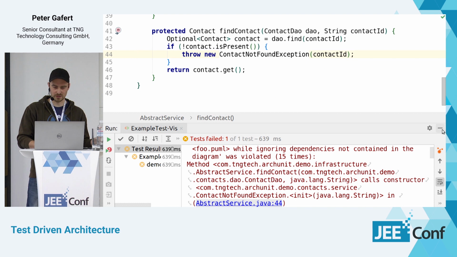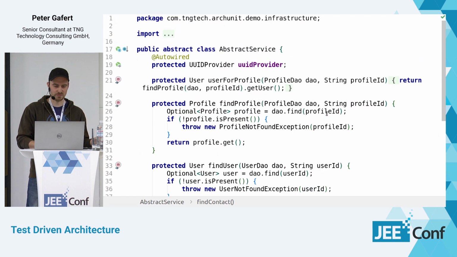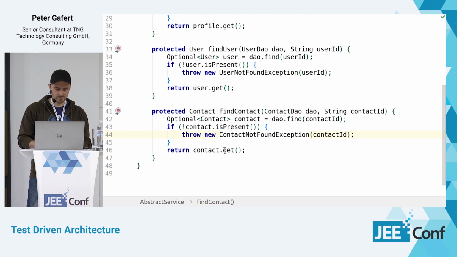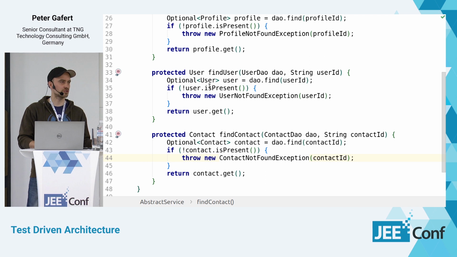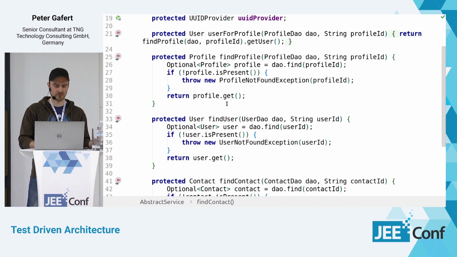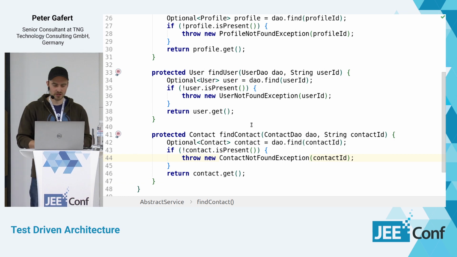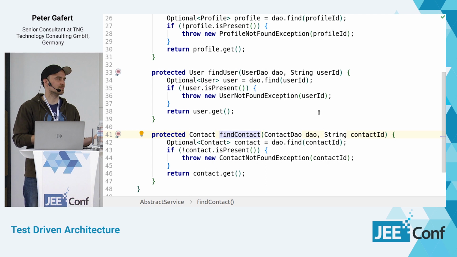If we look at that, this also really is somehow smelly, right? We have an abstract service in infrastructure, and that abstract service knows something about each subdomain, like it knows about profiles and users. So this is probably a bad idea. We did not really want that. Nevertheless, it can happen easily, right?